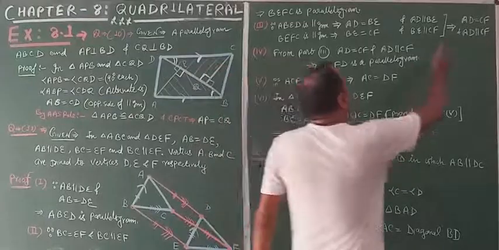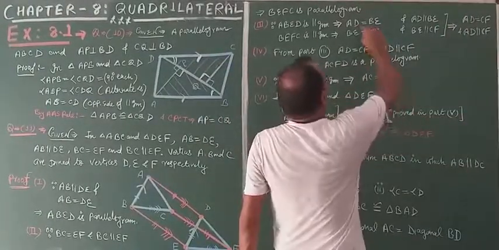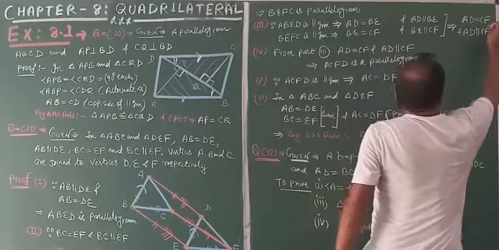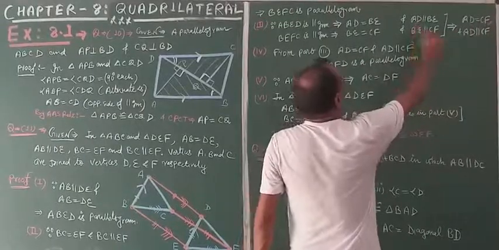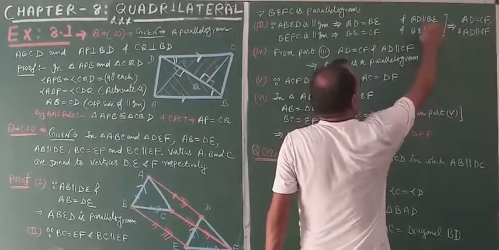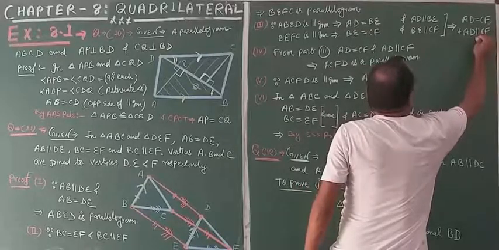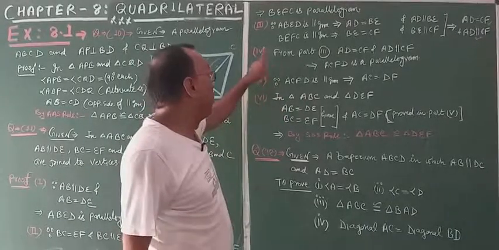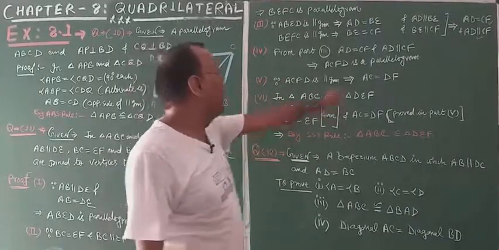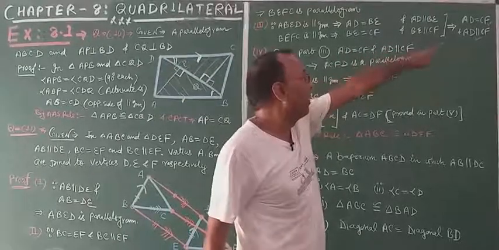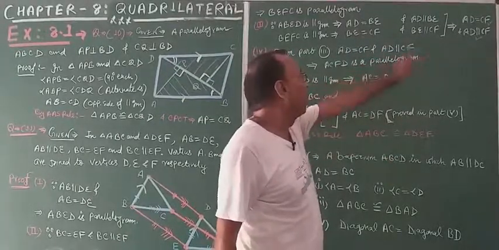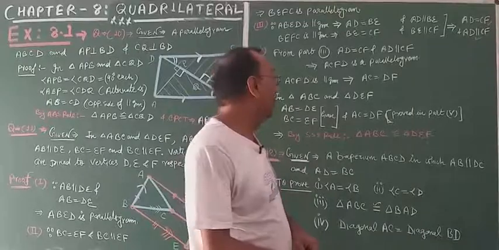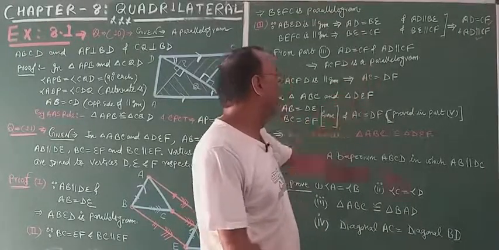Now from these two, what we can calculate? AD is equal to BE and BE is equal to CF. It means AD is equal to CF. Again, AD parallel BE and BE parallel CF. It means AD parallel CF. Now, fourth part. From the third part, AD is equal to CF, we have proved there, and AD parallel CF. Again, one pair of opposite sides are parallel and equal. Therefore, ACFD is a parallelogram.